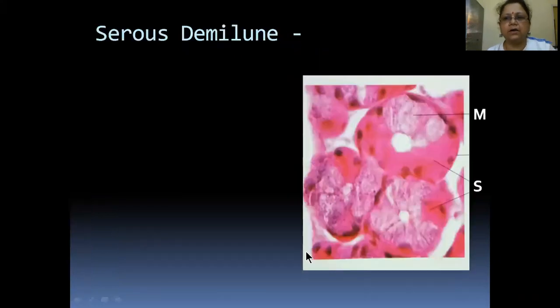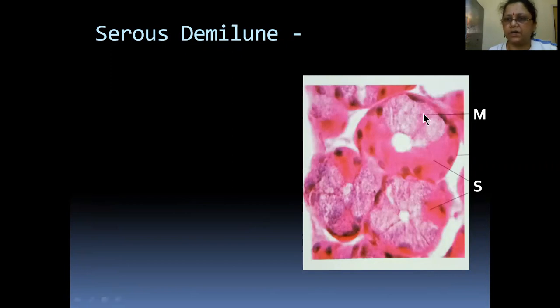Okay. Now here comes the serous demilune. And as I told you in the previous slide, what is serous demilune? Serous means these are the serous acini which are found along with the mucous acini in the mixed variety. Especially in the sublingual one, where the mucous cells are more and very few serous acini are there, the serous demilune are seen in maximum. But these are actually not real histological structures. They are artifacts.